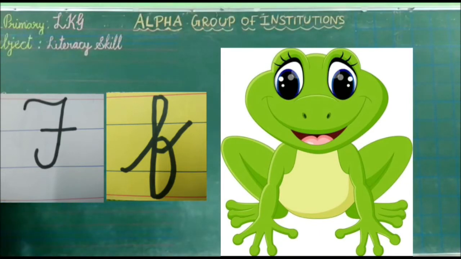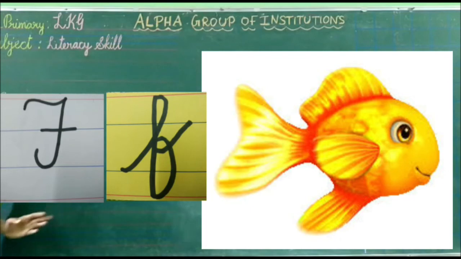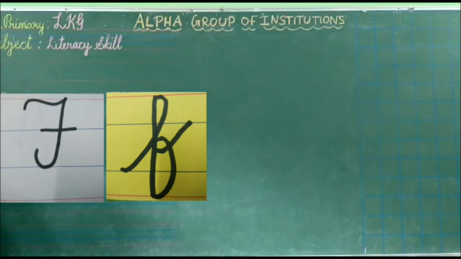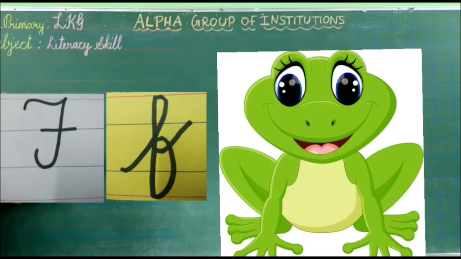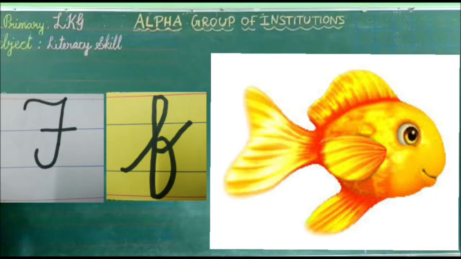frog. F for frog. What is it? Frog. Next, what is this? Fish. F for fish. One more time. What letter is this? F. F sounds fuh. F for fan. F for frog. F for fish. Next, we'll move on to the next letter.